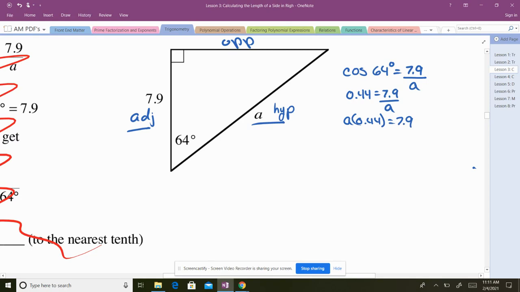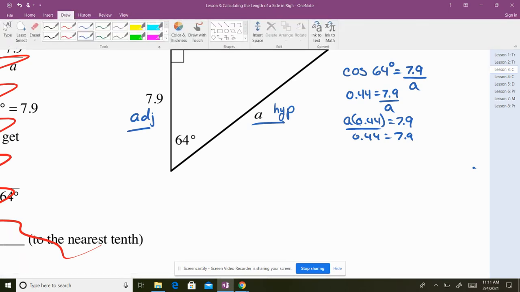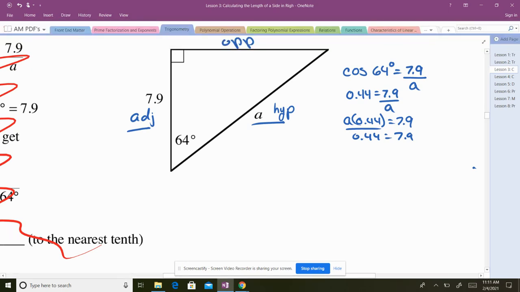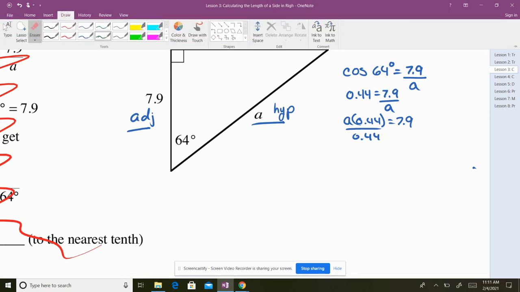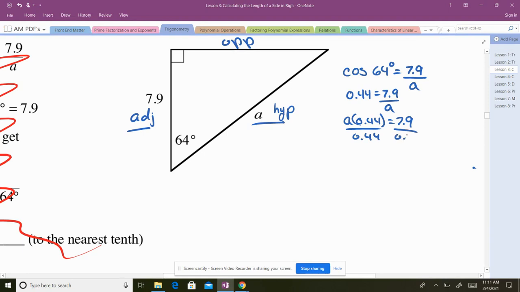And then how do you get rid of the 0.44? You would divide it off. You would divide both sides by that, to get, oh my gosh, what am I writing here? Anyways, you would divide both sides by 0.44. And those would cancel and you get this.